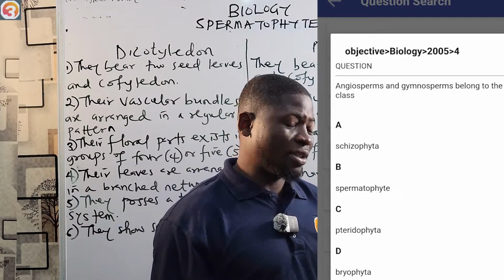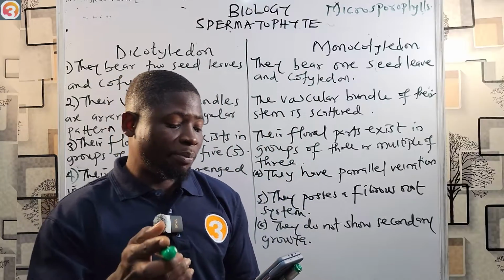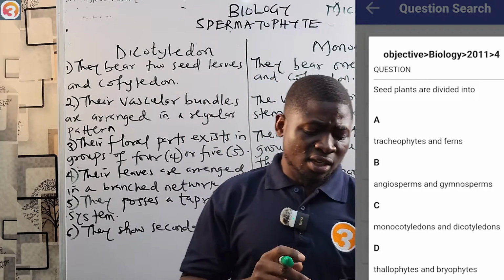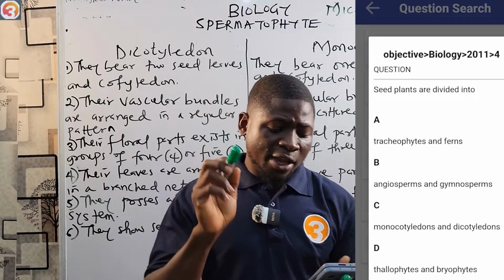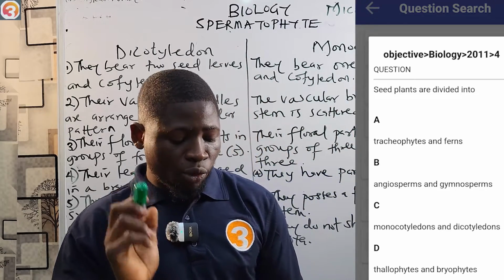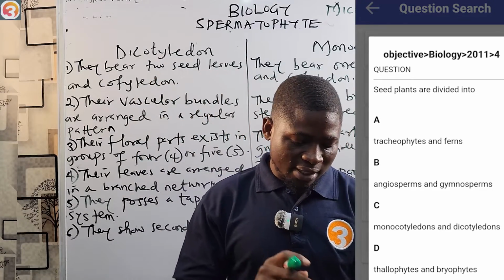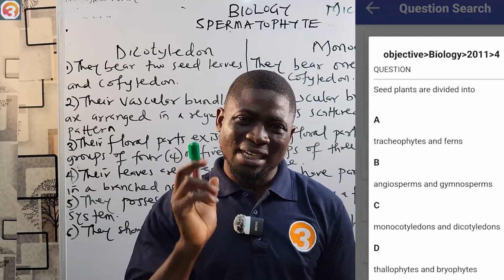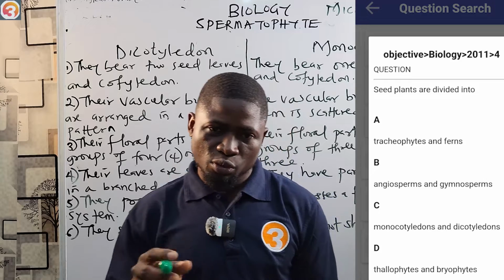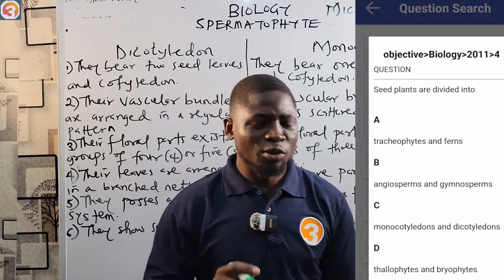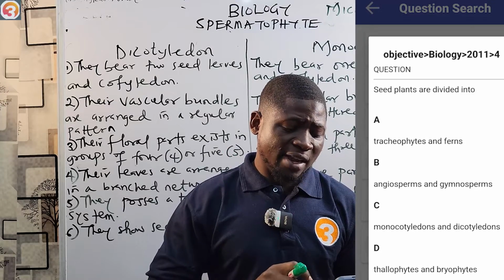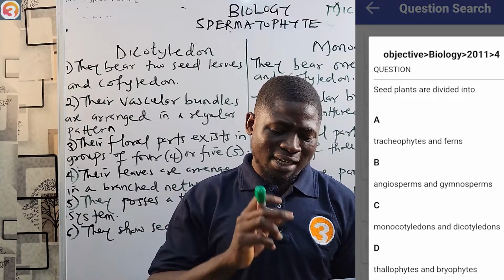All right, now do I have one more? Okay, so this is a 2011 question, number 4. They say seed plants are divided into A, Trichophytes and ferns, B, Angiosperms and Gymnosperms, C, Monocotyledons and dicotyledons, then D, Thallophytes and Bryophytes. Of course, seed plants are divided into the Angiosperms and the Gymnosperms. Okay, so please you must take note of that. If you see this 2005 question and this 2011 question, you can see they are similar.